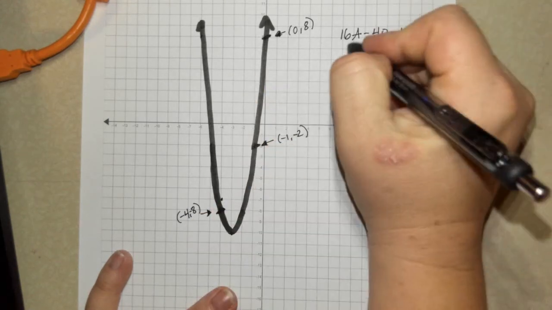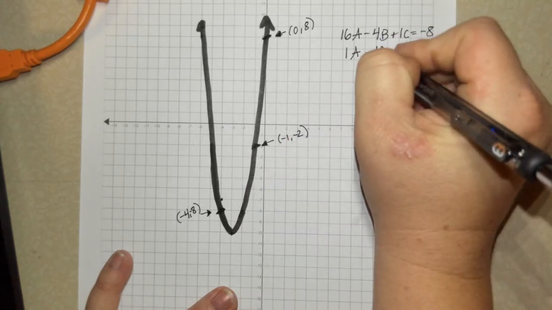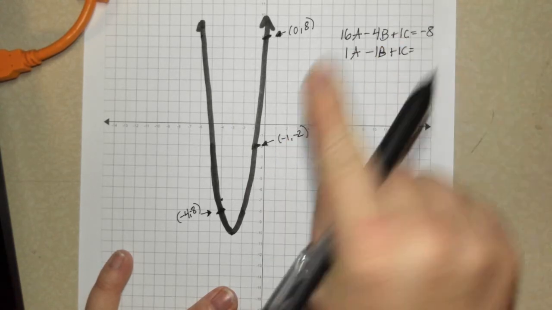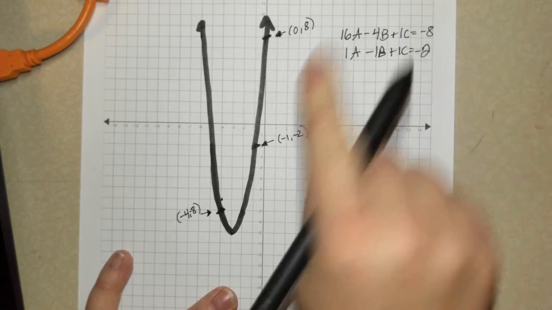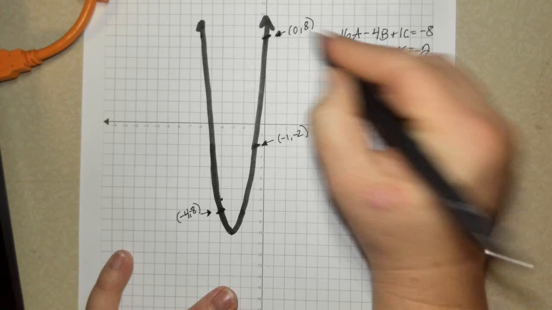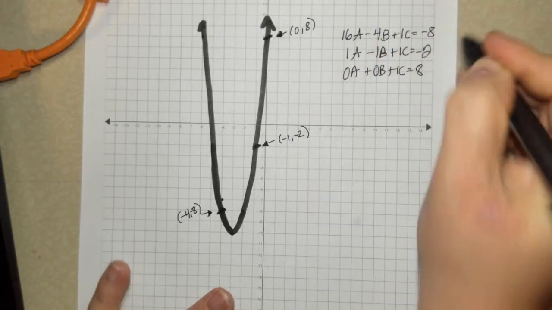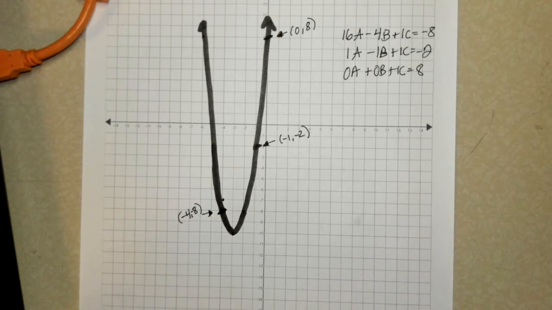Taking this next one, negative 1 squared, write down the x as is, a 1 for the c, and the output as I see it. 0 squared is 0, write it as is, 1 for the c, and the output. What do I do with this information?